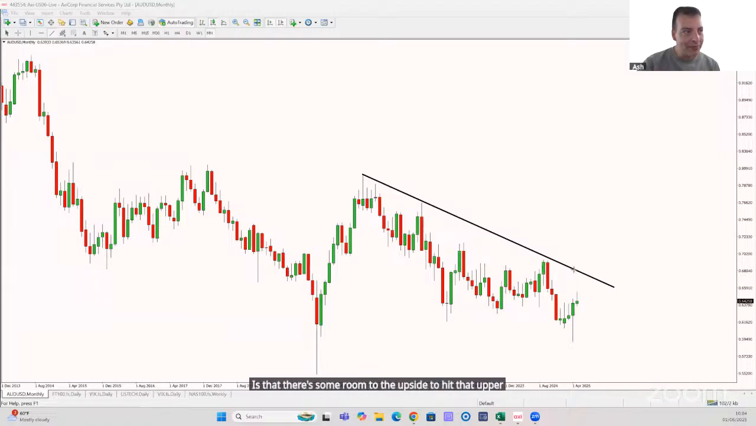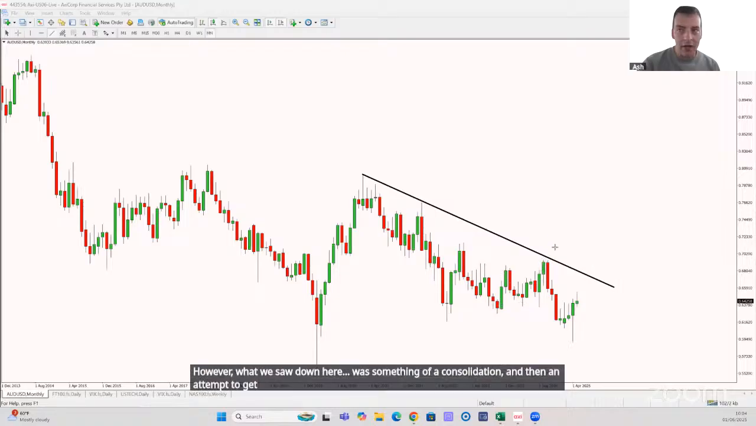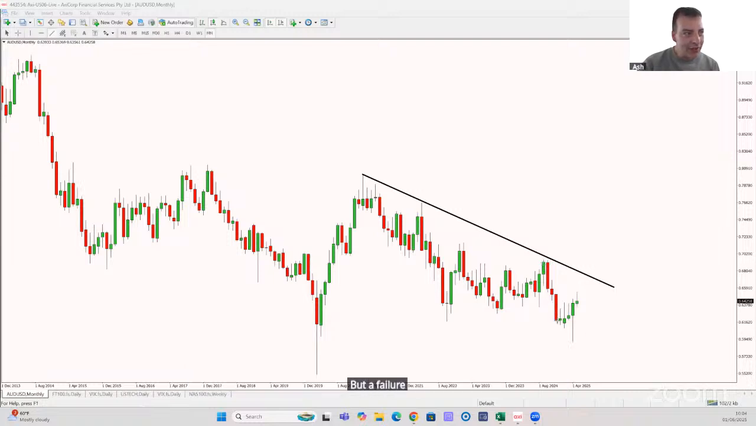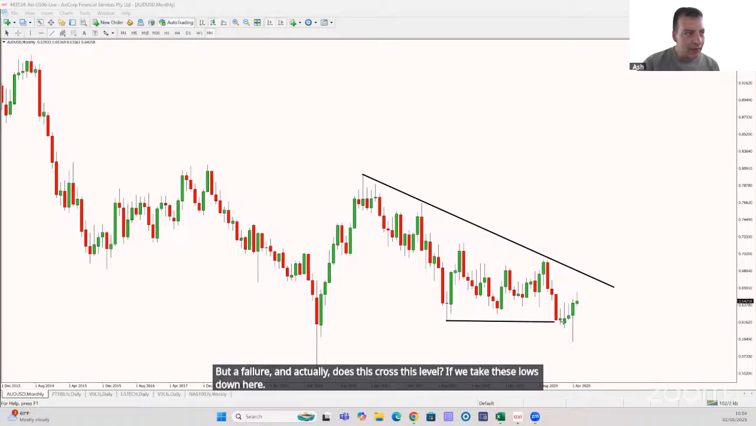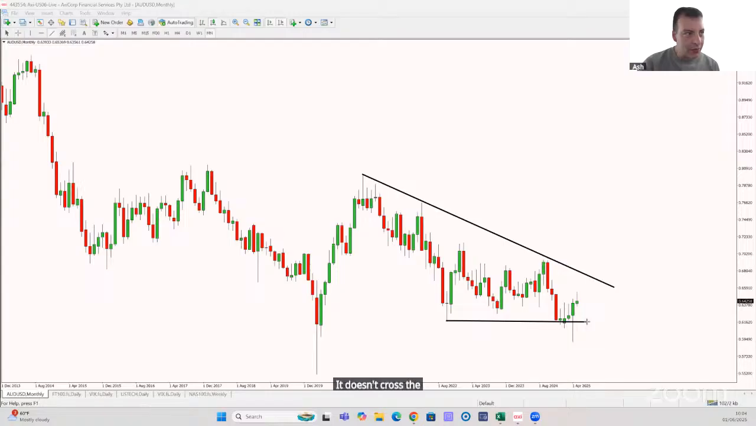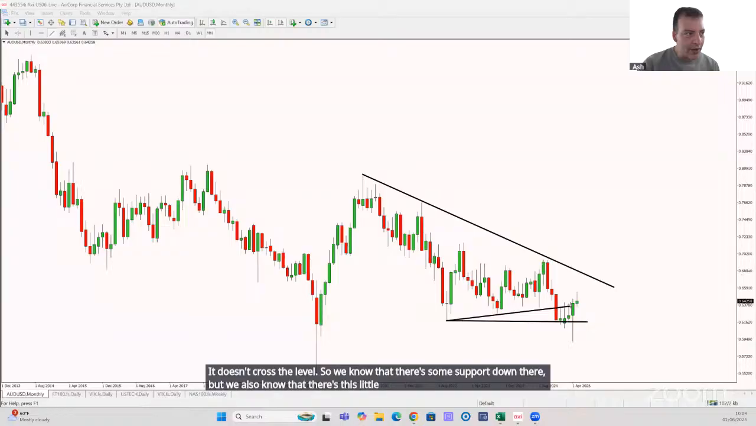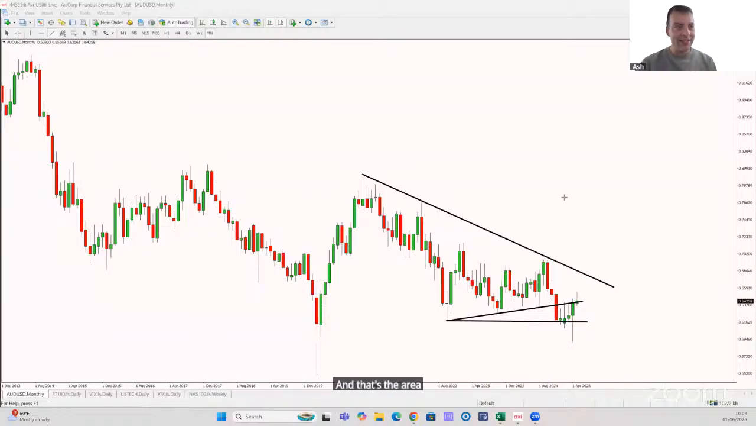However, what we saw down here was something of a consolidation and then an attempt to get back above this trend line, but a failure. Does this cross this level? If we take these lows down here, it doesn't cross the level. So we know there's some support down there, but we also know there's the little trend line going along here, and that's the area we're currently testing.